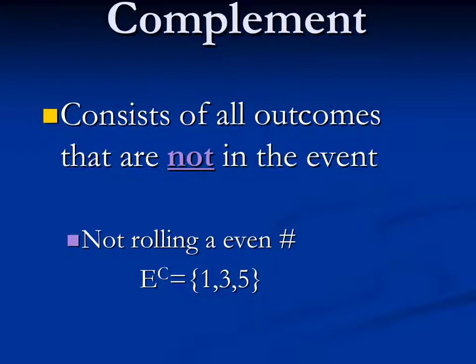Next definition is complement. That consists of all the outcomes that are not in the event. So let's say I wanted the event of not rolling an even number. It's denoted by E to the C in the superscript for complement, and it's equal to the 1, the 3, or the 5. You might also see this written as not something, like in this case, it might be not even. This little tilde mark stands for not.